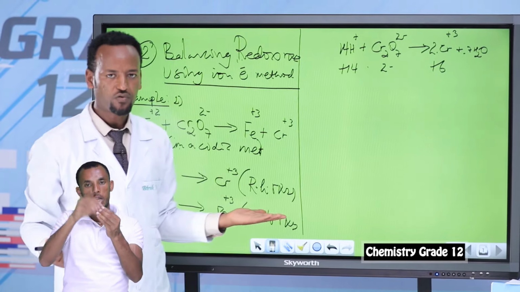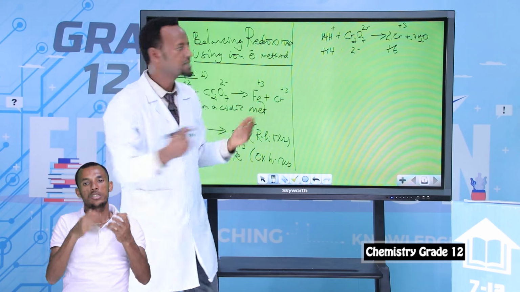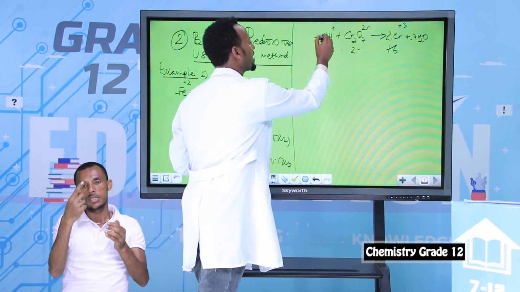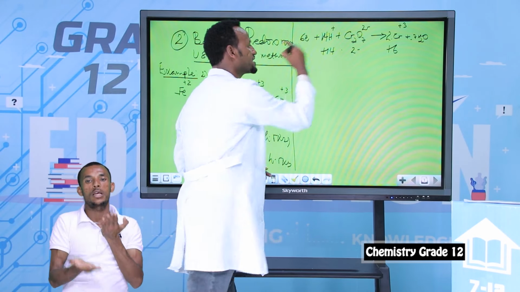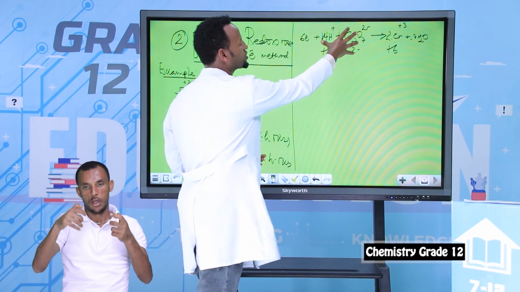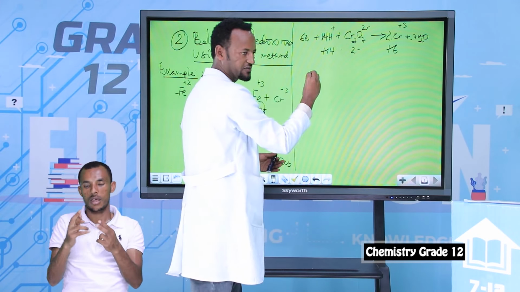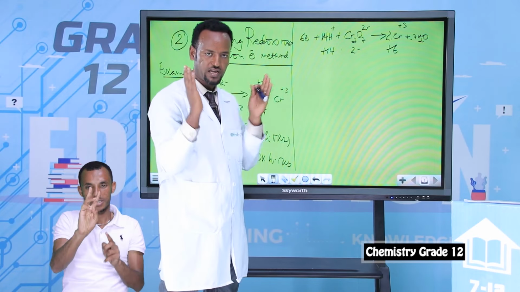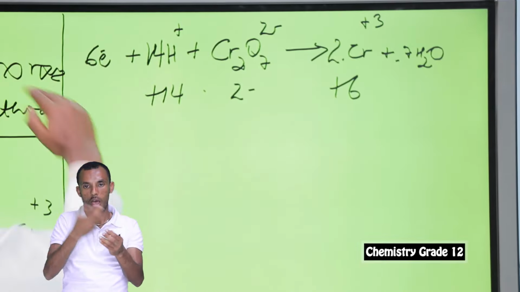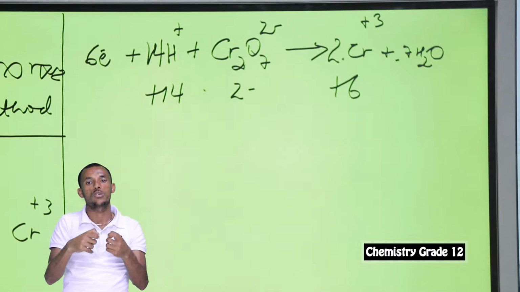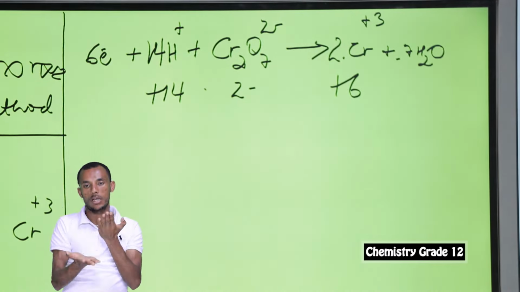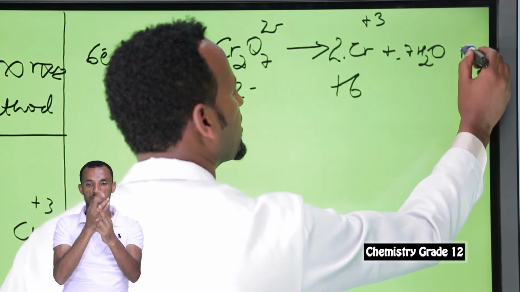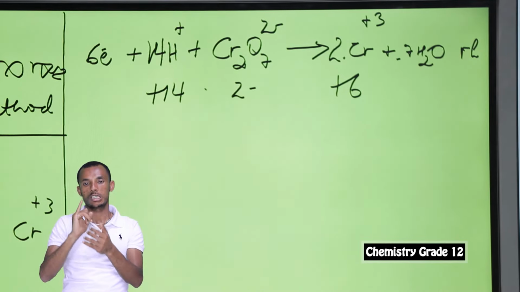Now, are the charges equal? No. The difference is how much? 6. Therefore, the charge is balanced by addition of electrons. Why 6 electrons? Because in the reactant side, the total charge is positive 12. In the product side, positive 6. The charge is not equal. By addition of 6 electrons, this half reaction is balanced. Which one? The reduction half reaction is now balanced. Therefore, this one is the reduction half reaction.